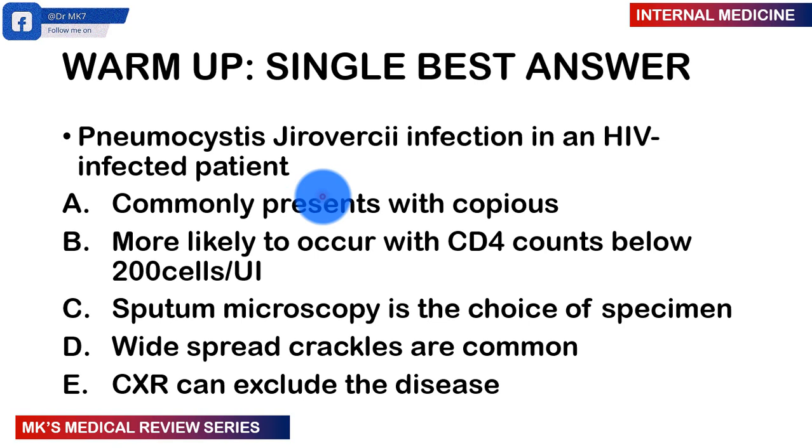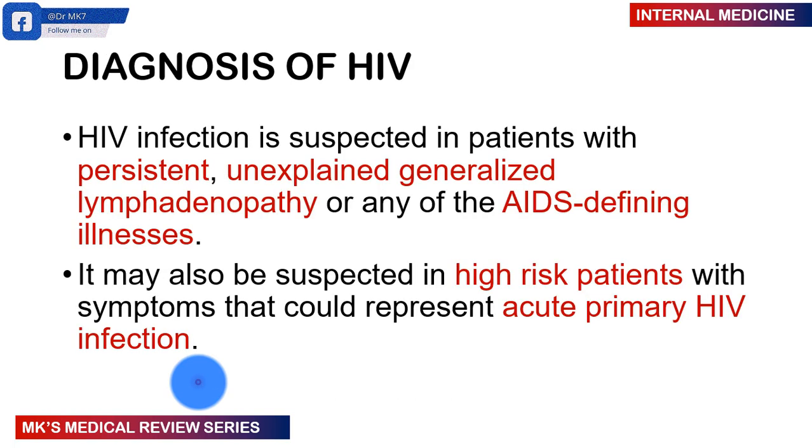In view of the new style of my videos on the channel, I usually start off with a warm-up question. Pneumocystis jirovecii infection in an HIV-infected patient: A, commonly presents with copious sputum. B, more likely to occur with CD4 counts below 200 cells per microliter. C, sputum microscopy is the choice of specimen. D, widespread crackles are common. E, chest x-ray can exclude the disease. So you may pause the video and answer it right now. I'll give you the answer at the end of the lecture, and let's jump right in.